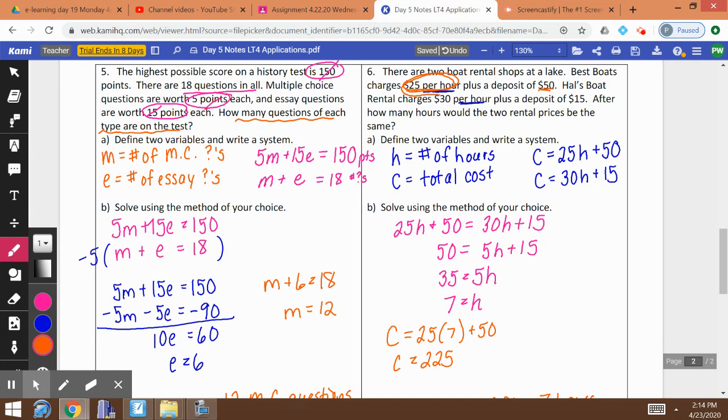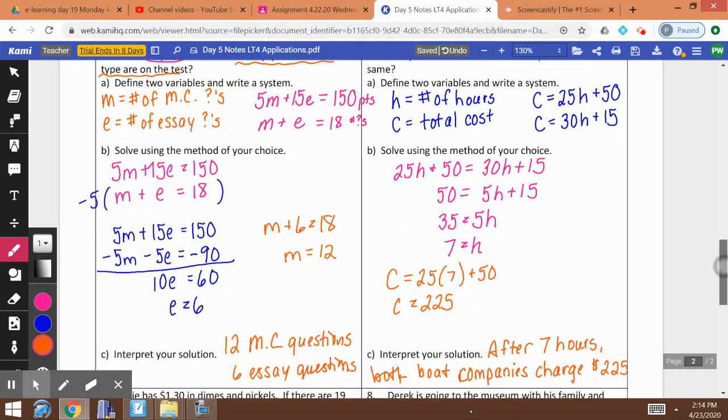So if you're going out more than 7 hours, you would want to go with the one that has the bigger deposit but the smaller charge per hour. So less than 7 hours, I'm sorry, you want to go with Hal's because, yeah, he charges more per hour, but that initial deposit is smaller. But if you were going to go out about 7 hours, does it really matter? No, you would choose either of those, whichever one maybe you liked better or something.